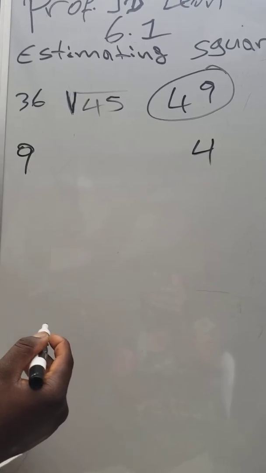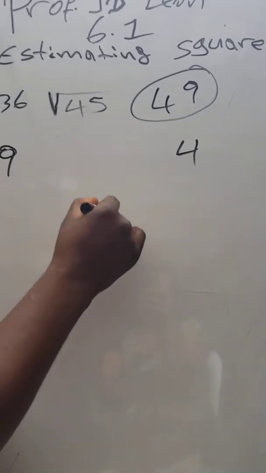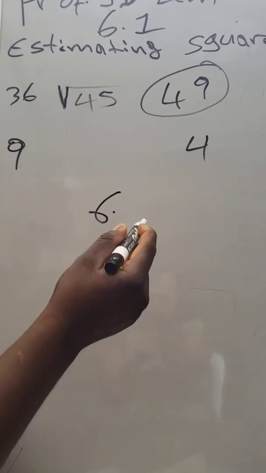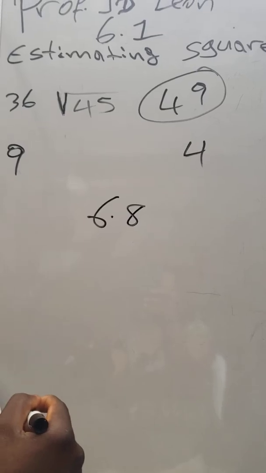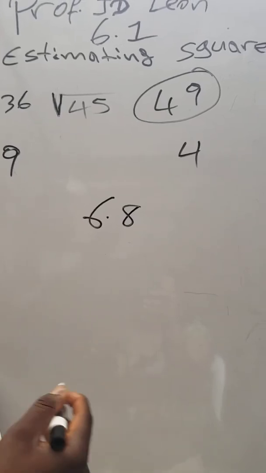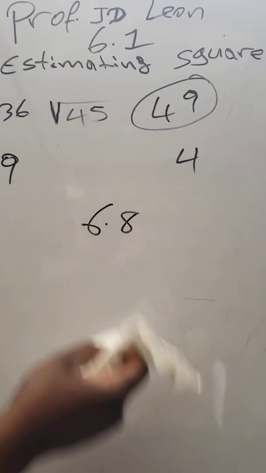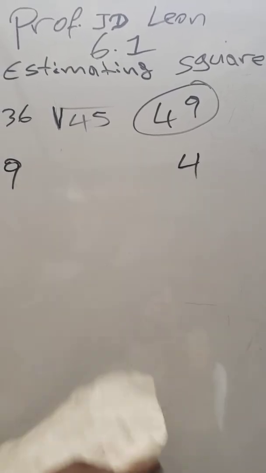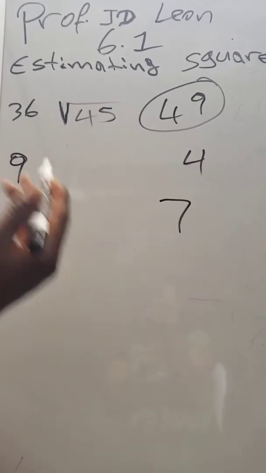So obviously the root of it will be 6.8 or something close to that. 6 point something, very close to 7. In other words, it's going to be closer to 7 than it is to 6. Okay, so that's how you would estimate.